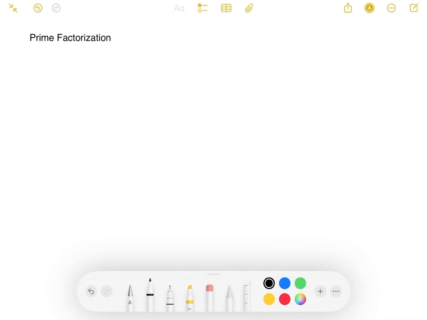Alright, today I'm going to be telling y'all about prime factorization. This is a pretty simple topic, if we being real. There's nothing really much to it. First, before we get started, let's just talk about what prime factorization actually is.